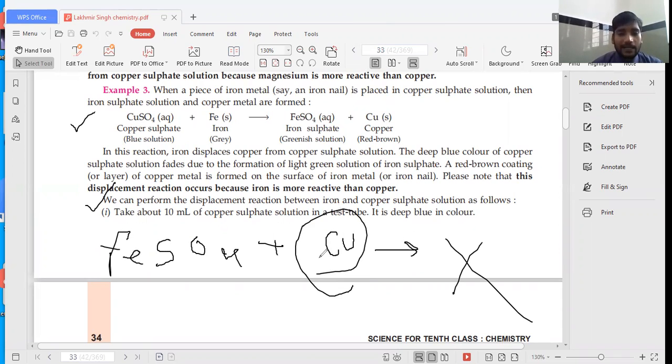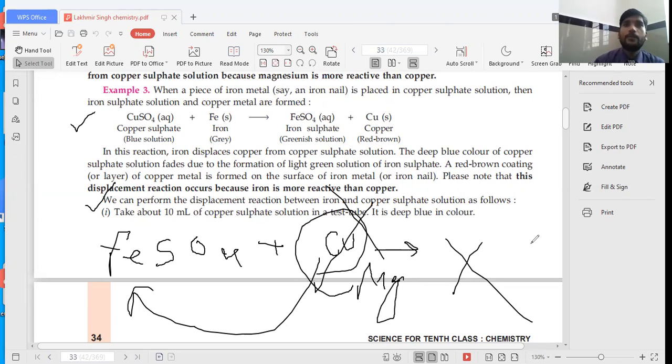Okay, a less reactive metal cannot displace any element from its salt solution. Only a more reactive metal can displace another metal from its salt solution. Suppose we are having magnesium in place of copper, then again we will get the colorless solution of magnesium sulfate and iron will be deposited. Understood? Why? Because magnesium is more reactive than iron. Fine. I hope the concept is clear to all of you for the displacement reaction.